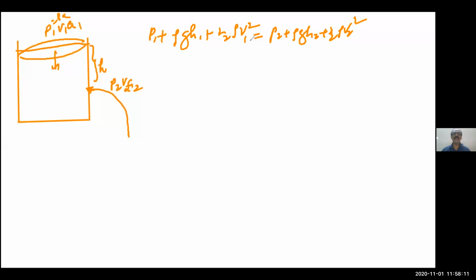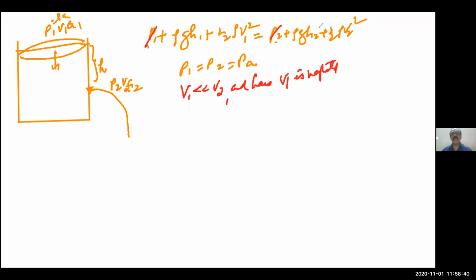So here, in this case, P1 is equal to P2. V1 is negligibly small. V1 is very, very smaller than V2, and hence V1 is neglected. So this is gone, completely gone.